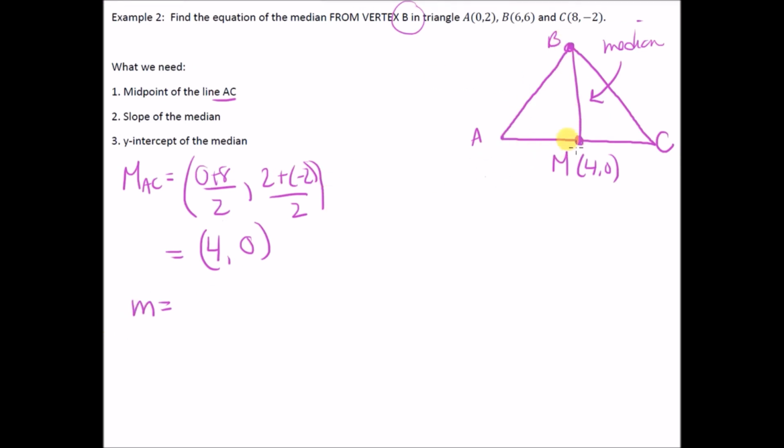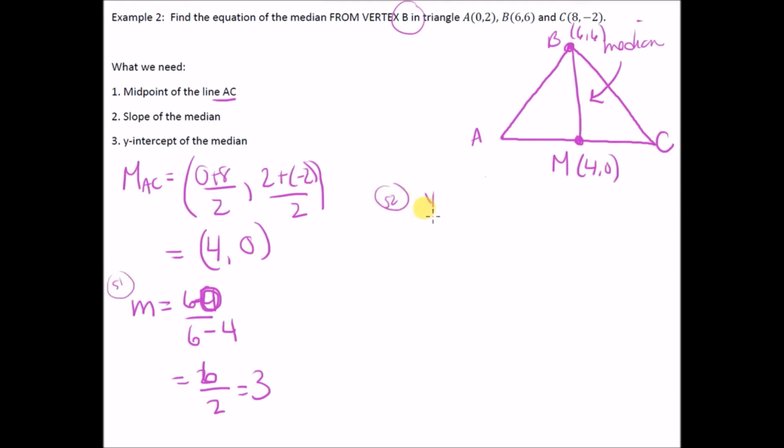Okay, what's the slope of the median? Well, B is 6 comma 6, right? So we'll do 6 minus 0 over 6 minus 4. So I get 2 over... I don't know why I put 4 there, it's 6 minus 0 there. Okay, so I get 6 over 2, which is 3. So that's step 1 in finding our equation.